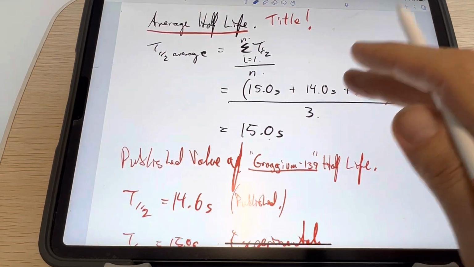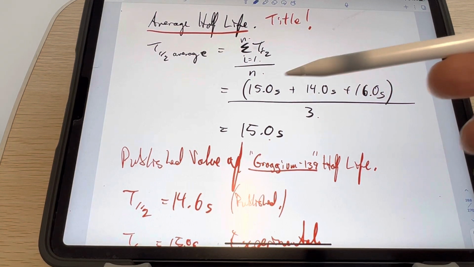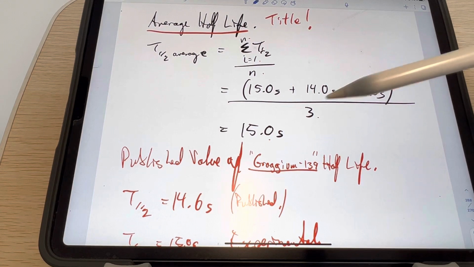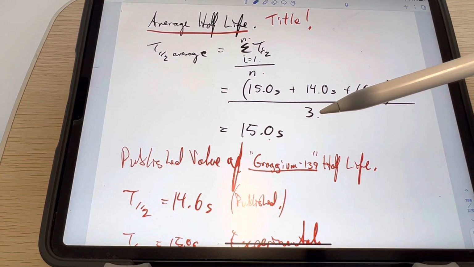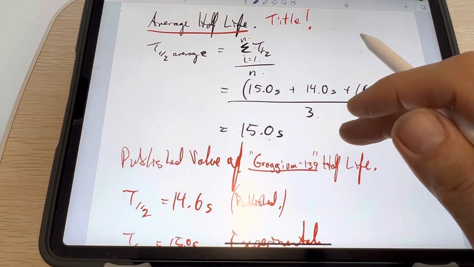After you type in the formula, then you can type in all the data with units right below that. So there's my 15 seconds, 14 seconds, 16 seconds on the top divided by the number of values, which is 3. These are all the half-lives. So the average half-life comes out to 15 seconds.